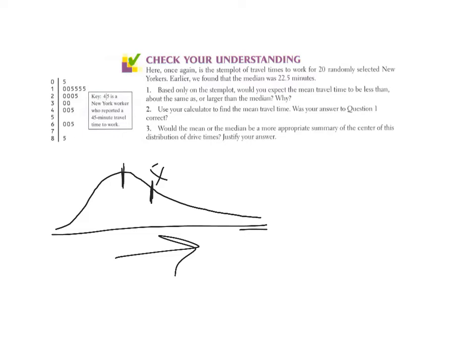And the reason why we would expect that mean to be larger is because this data is skewed to the right. Okay, the second one asks you to find your calculator to find the mean travel time, and you're double checking if your answer was right in number 1. So our mean travel time in this particular set is 31.25 minutes, which is definitely greater than our median time of 22.5 minutes.